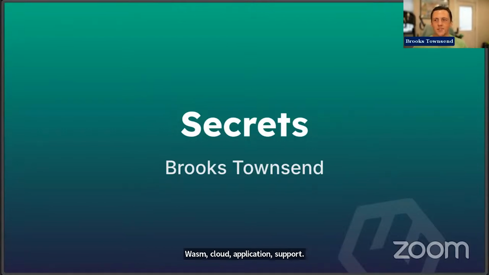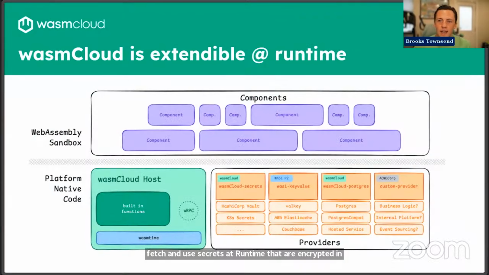Specifically, wasmCloud applications needed to be able to fetch and use secrets at runtime that are encrypted in transit and at rest. And as we proposed the design of secrets, it was critical that we approached adding secrets as an extendable layer and not tightly couple wasmCloud to any particular solution. It was also important to design this in a components native way with a standard interface so that it can be used in any language that supports WebAssembly components.